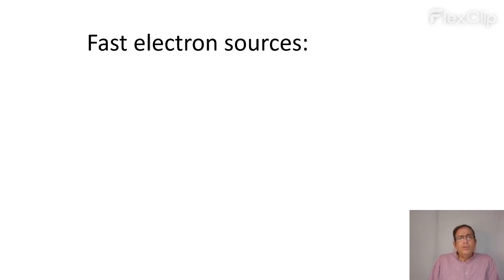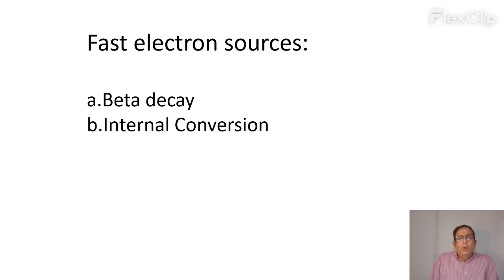So there are different sources of fast electrons. First is basically a radioactive nuclei which is undergoing beta decay, or some electrons ejected out through a process called internal conversion, or electrons that are coming out of the atom in the form of Auger electrons.